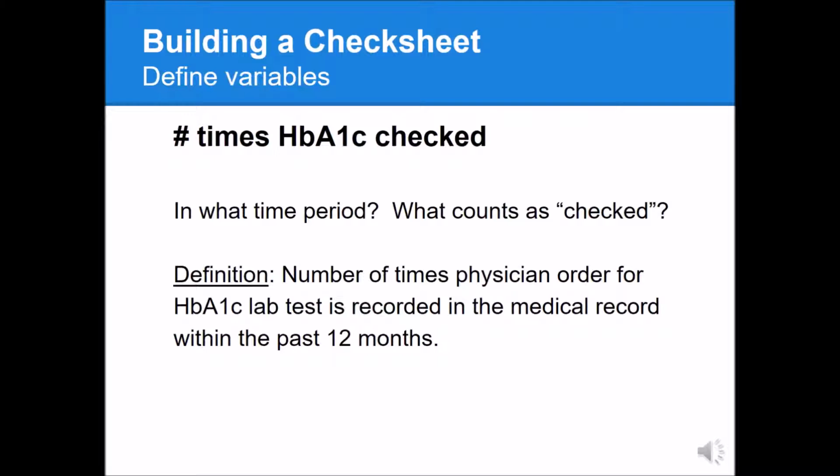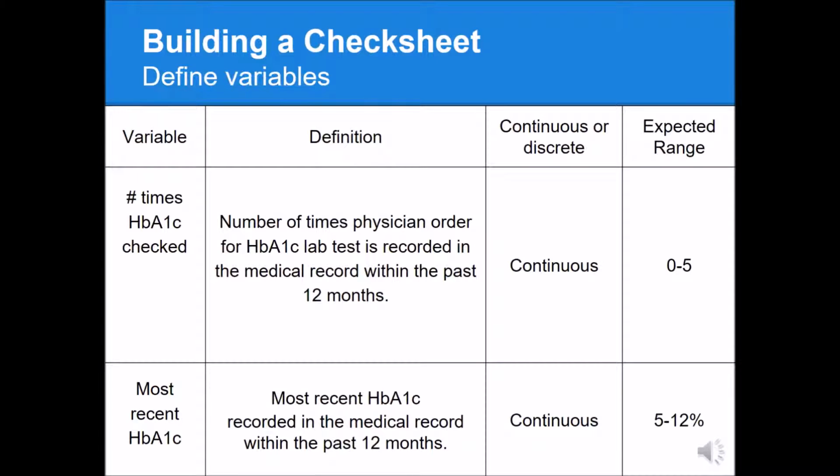Now, everyone collecting data for the project knows exactly what counts and what doesn't for a number of times hemoglobin A1C is checked. This is an example of a simple planning table for building your check sheet, where you list each variable, and you can see in the first row the one we just talked about, its specific definition, whether it's continuous or discrete, and the expected range. As you can see, I listed a second example here, the most recent hemoglobin A1C, and that was defined specifically as the most recent hemoglobin A1C recorded in the medical record within the past 12 months, also being a continuous variable, and then an expected range for this one as well.